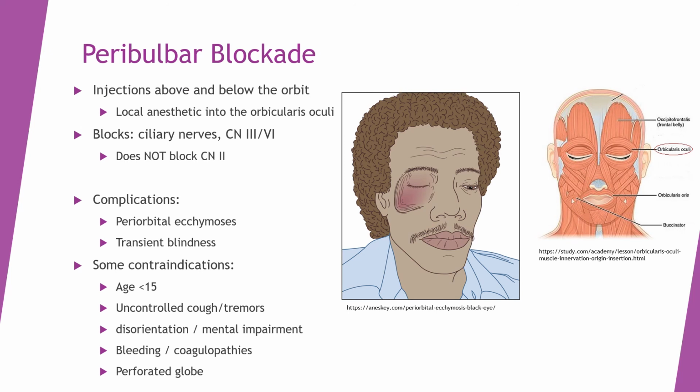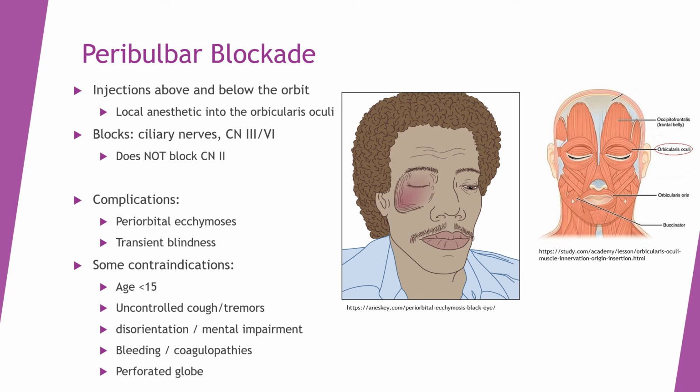Peribulbar blockade is an injection above and below the orbit. This is also a local anesthetic and aimed into the orbicularis oculi, and that's the muscle there in the far right picture. And this is aimed to block the ciliary nerves as well as cranial nerves 3 and 4. Cranial nerve 3 controls the levator palpebrae superioris, or opening the upper eyelid, as well as the superior rectus, the medial rectus, the inferior rectus, and the inferior oblique.